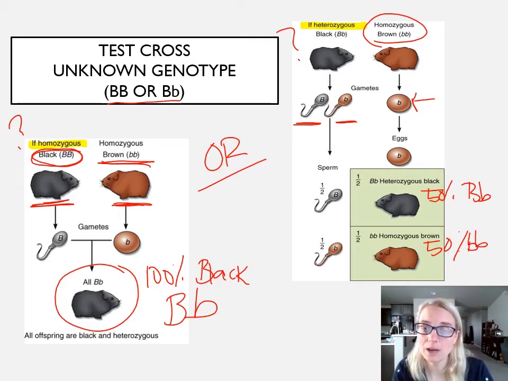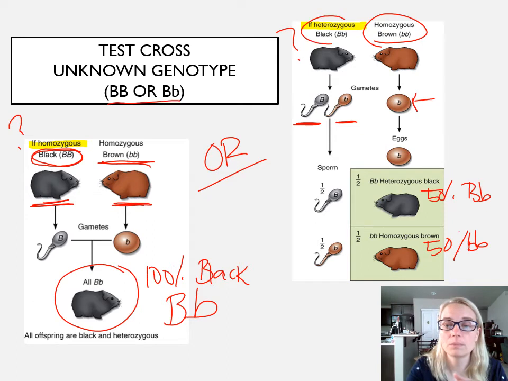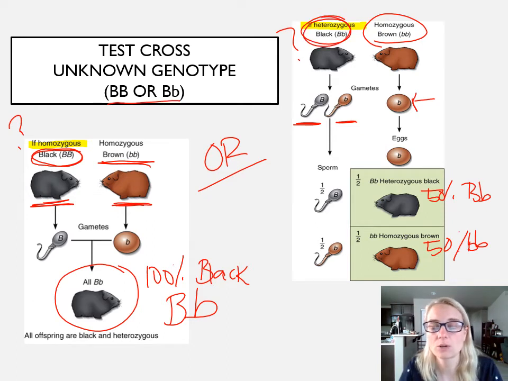So if that was the outcome, we could say, oh, the daddy was heterozygous, a hybrid. So it's not that both of these outcomes would happen, it's one or the other. You're going to take your black guinea pig of a mystery genotype, you don't know what its allele combination is, you cross that with a homozygous recessive, this is our test cross, and here are your two possibilities.